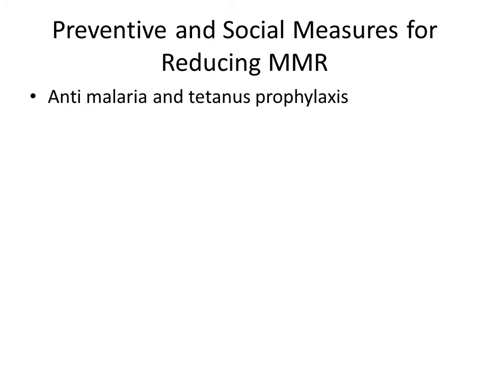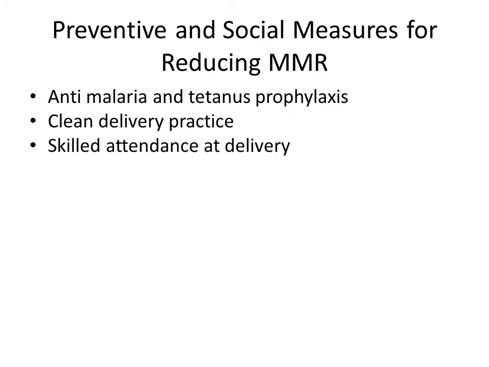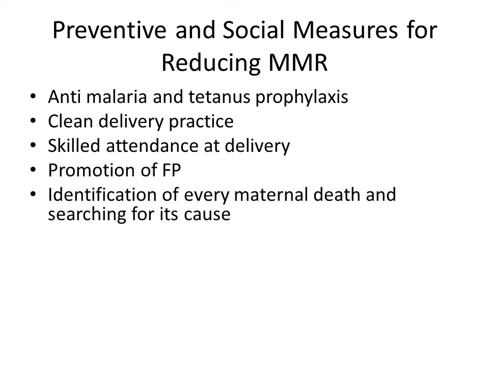Tetanus prophylaxis, that is injection TT, ensuring clean delivery practice, skilled attendance at delivery, promotion of family planning, because short duration between two deliveries have been associated with increased maternal mortality. Identification of every maternal death and investigating it in detail to find out the cause or the lapse which was responsible for it. Providing safe abortion services.